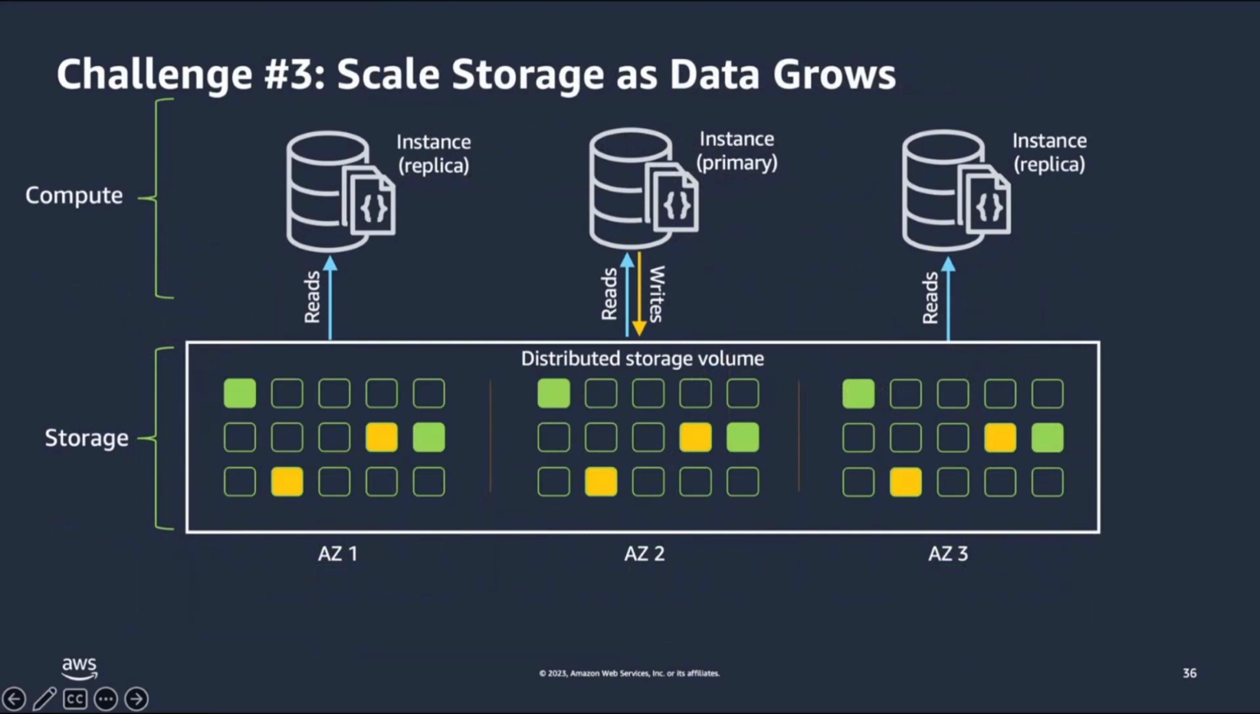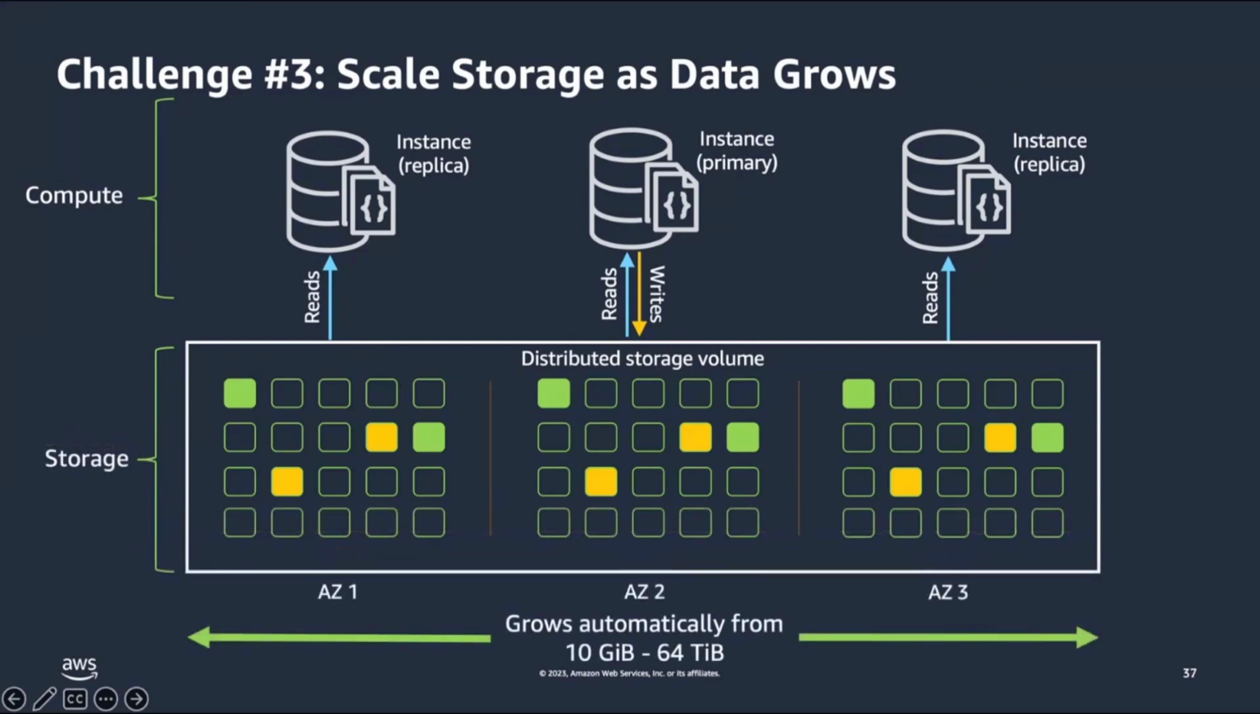The third challenge was around scaling storage. DocumentDB allows you to easily scale storage as your data grows. As I already mentioned, storage scaling is automatic. This storage volume can grow from a minimum of 10 gigabytes to a maximum of 64 terabytes without any interaction on your part. And the distributed storage volume will also shrink as you remove data from your database.